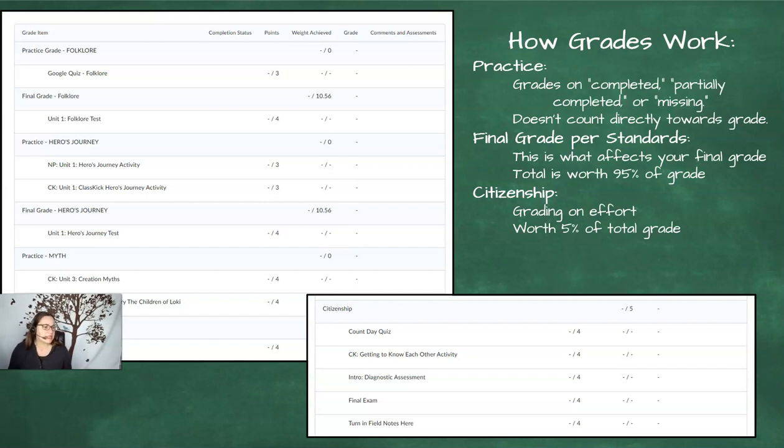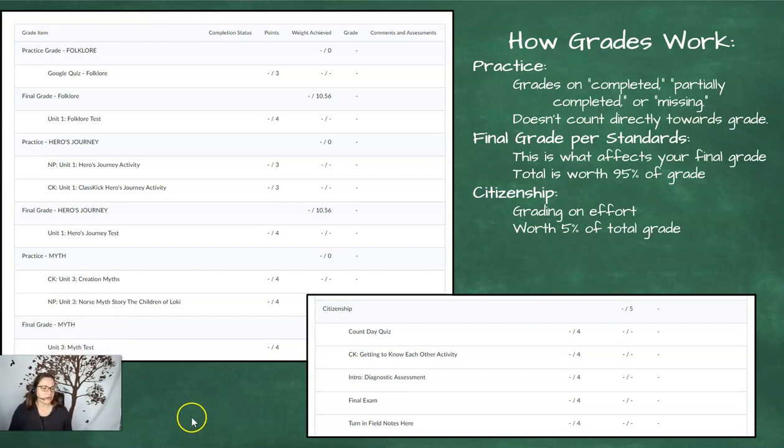Now, how does this look in your grade book? Because that's what I'm sure you guys really want to know. There are 3 different types of grades in your grade book. The top one is practice. So for every standard, you have 2 different categories. You have practice and you have the final grade.